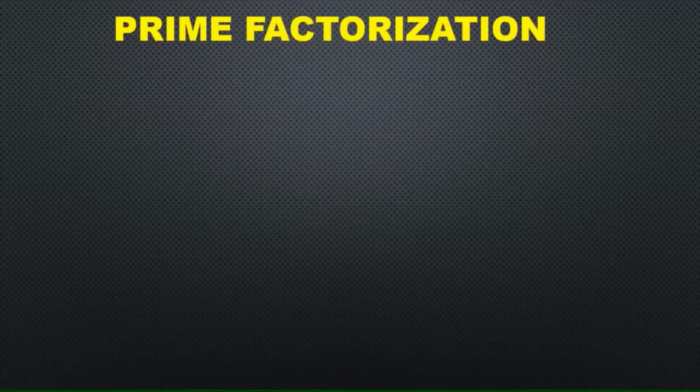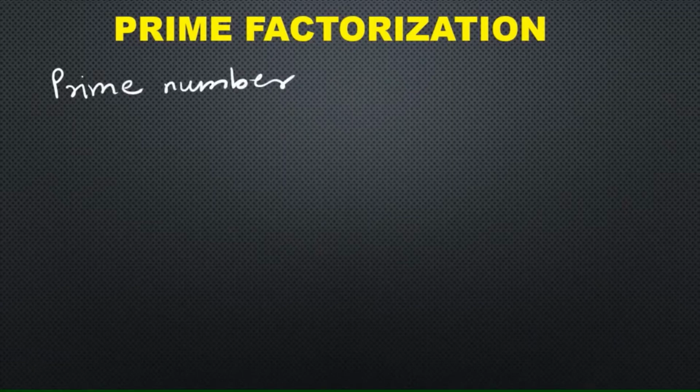Today in this video we are going to learn about prime factorization. So what is a prime number? A prime number is an integer greater than 1 that has no factors other than 1 and itself. The number 1 is not considered a prime. The number 2 is the first prime number and the only even prime.